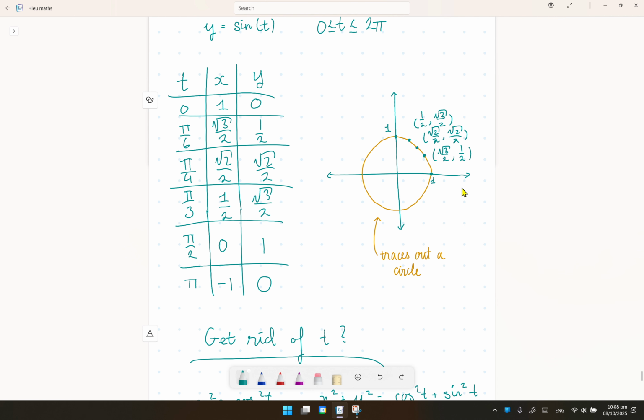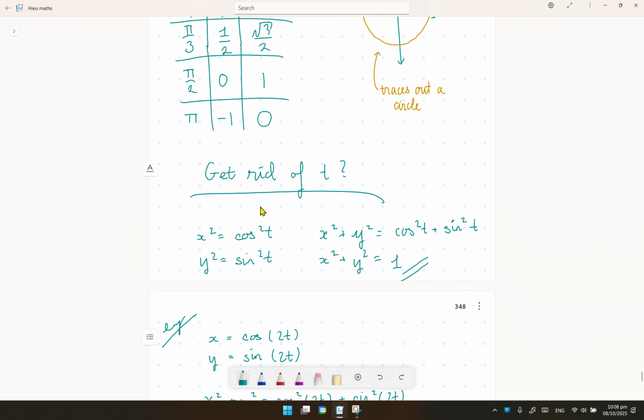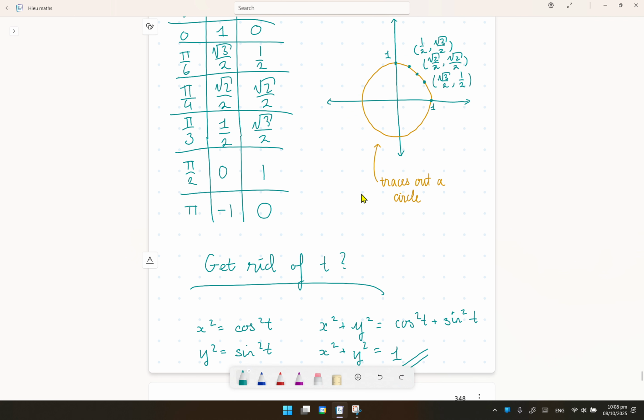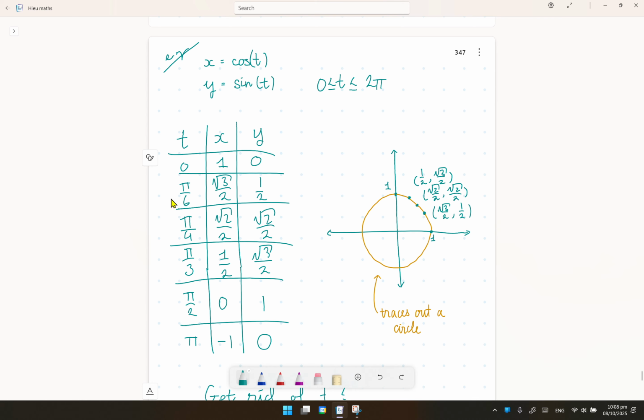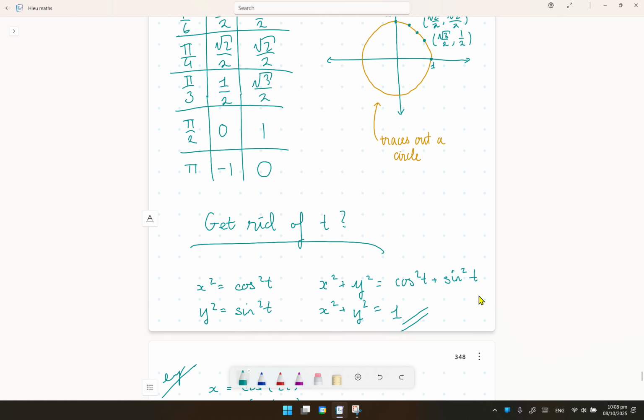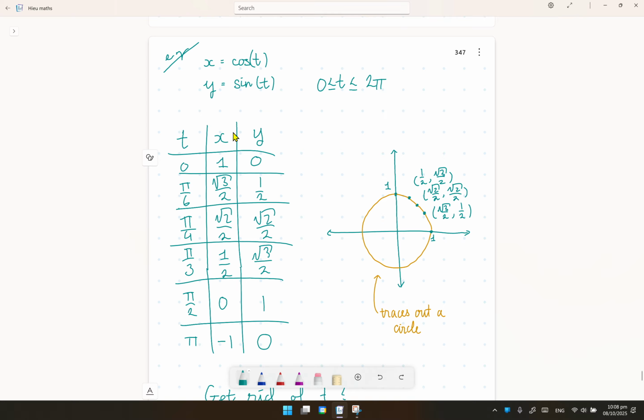So yeah, this is what it kind of looks like. So there's another method. Actually, no. Those are the two methods, whether you plot it or you use algebra to remove t. Those are the two methods to construct a parametric curve.